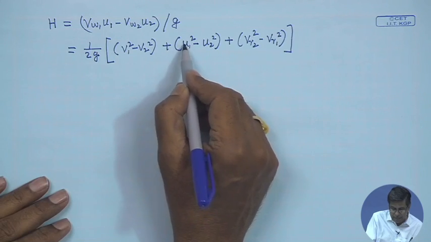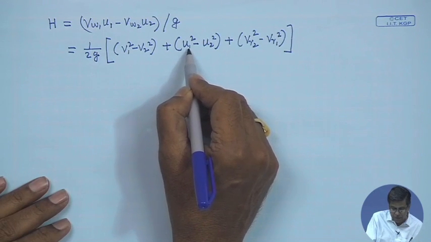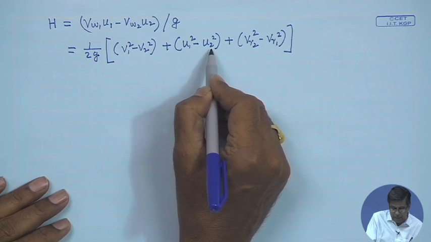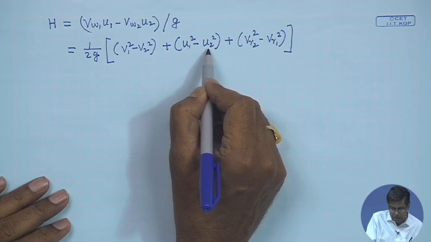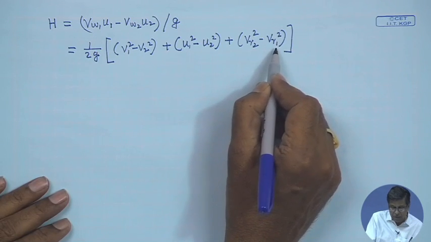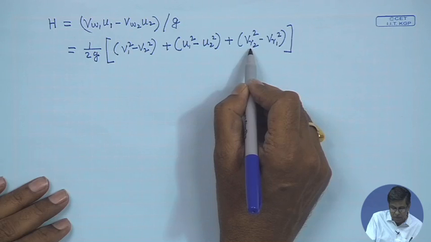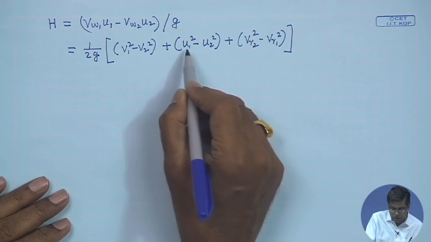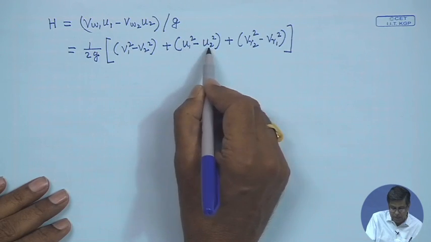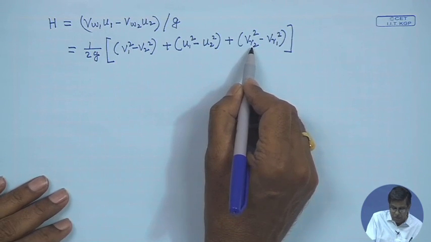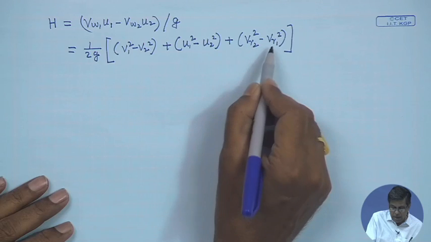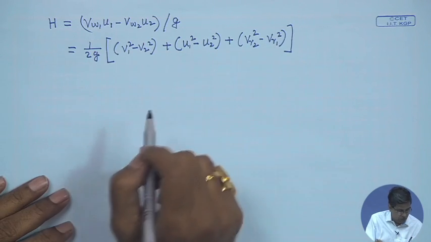U1, U2, as I described, are the rotor velocities or the blade velocity at inlet and outlet, which is nothing but the radius of rotation times the angular velocity at the inlet, and similarly that at the outlet. And VR2 and VR1 are respectively the velocity of the fluid relative to the rotor blade, which is moving with the velocity U1 and U2 at inlet and outlet. So, VR2 is the velocity of the fluid at the outlet relative to the rotor, and similarly VR1 is the velocity of the fluid at inlet relative to the rotor.